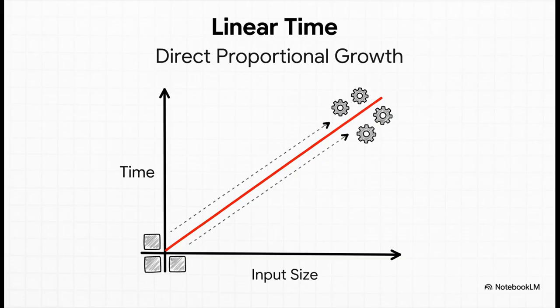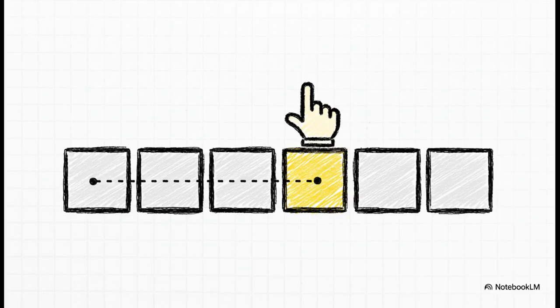Okay, now for one of the most common and intuitive complexities you'll see everywhere, O of n, or linear time. And this is exactly what it sounds like. The relationship is basically 1-to-1. The runtime grows in a straight line directly with the size of the input. So if you have to process twice as many things, the code takes about twice as long to run. Any simple loop that has to touch every single item in a list is a classic O of n.